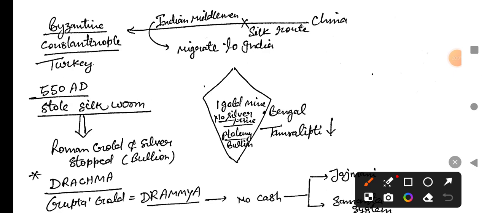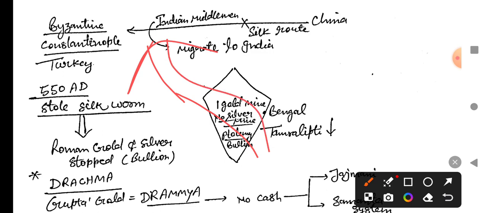Next is the Byzantine Empire. During the Gupta period, after Skandagupta, the Uttarapath was destroyed by the Hunas, and this term is given in the period after Skandagupta.